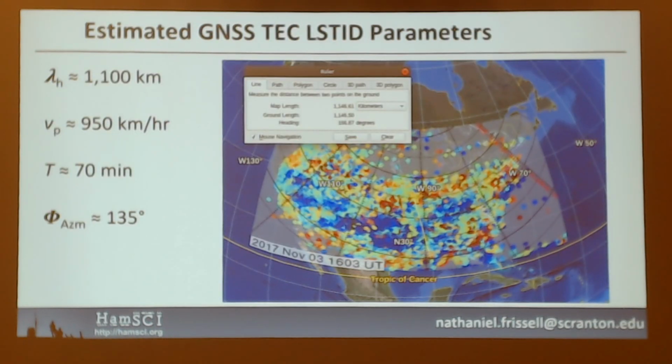One thing that's interesting, here are my estimated parameters. So I took the figures I got from Anthea, and I just did a quick back-of-the-envelope estimate of the parameters and made sure they were also consistent with the RBN. So I estimated a horizontal wavelength using Google Earth of about 1,100 kilometers, so that's consistent with the LSTID. A horizontal phase velocity of about 950 kilometers per hour, a period of about 70 minutes, which is consistent with an LSTID, and a direction of travel of 135 degrees, so toward the southeast, which is also consistent with what we know about LSTIDs.